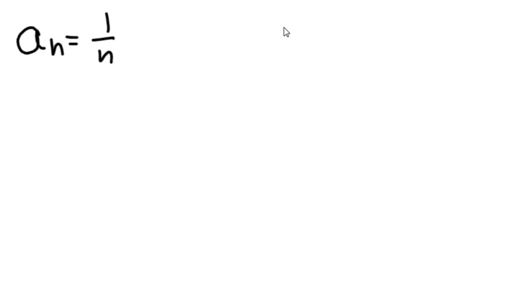Okay, let's look at the sequence that is defined by an explicit expression. A sub n is equal to 1 over n. Remember the n values we're using for a sequence are elements of the natural numbers or the positive integers. Therefore, we're going to substitute 1, 2, 3, 4, ... into this sequence. We're going to graph the sequence on a number line and see what happens.